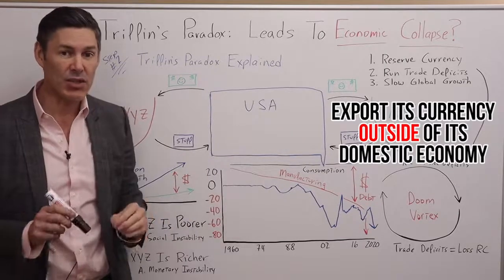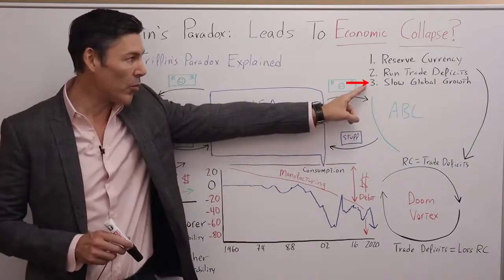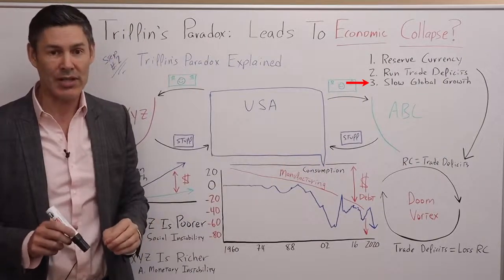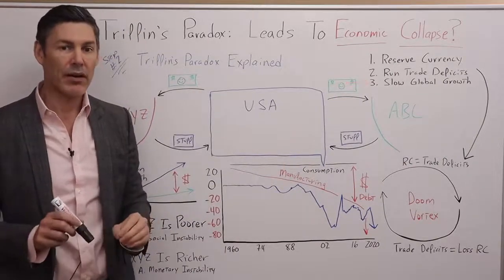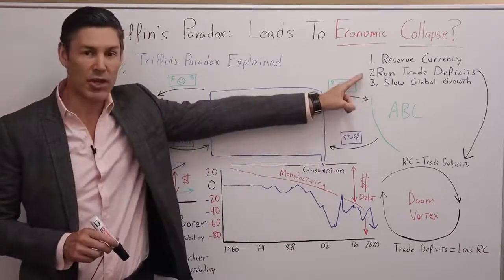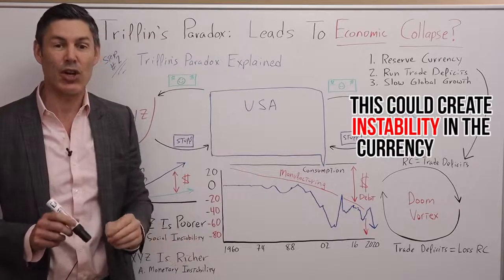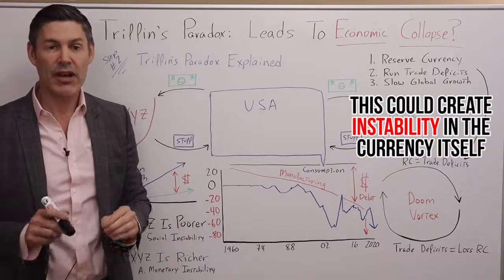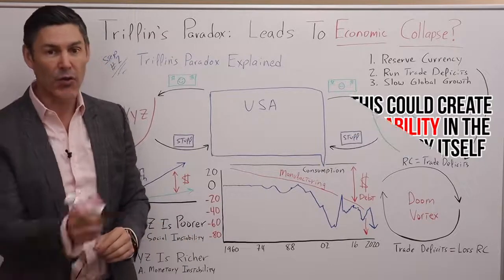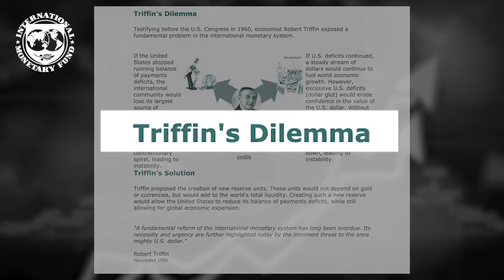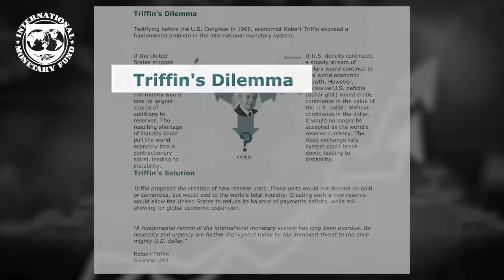If it doesn't do this, it slows global growth, potentially creating social instability. The paradox is if it does run large enough trade deficits, this can create instability in the currency itself. To understand this better, let's go right back to the internet. This is a description of Triffin's dilemma, or Triffin's paradox, straight from the IMF.